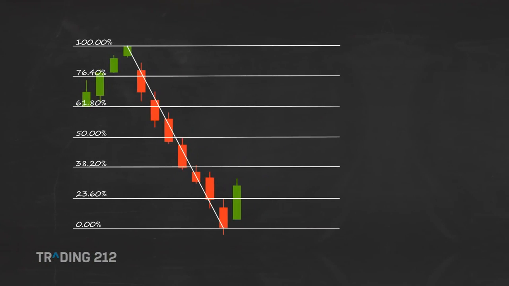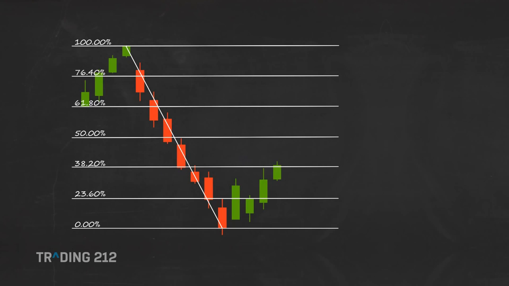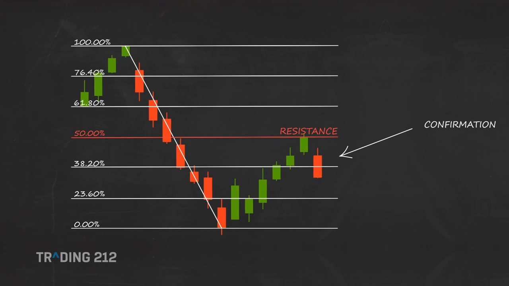How to enter in a downtrend. Likewise, for a downward trend, you can place your entry after the price has found resistance at one of the Fibonacci levels. After you wait for confirmation that the price will move back into the original downward trend, you can place your entry order.